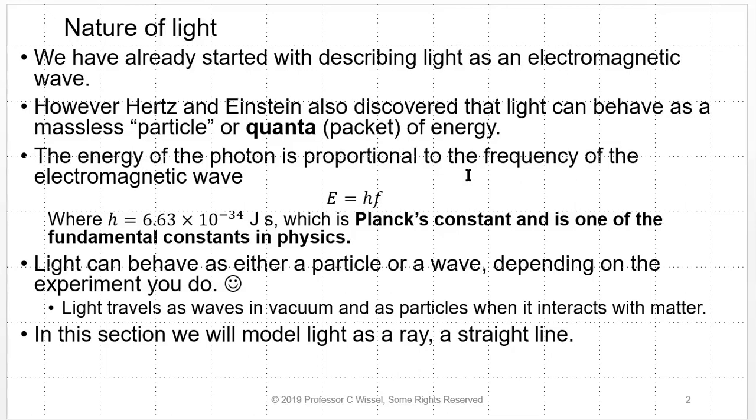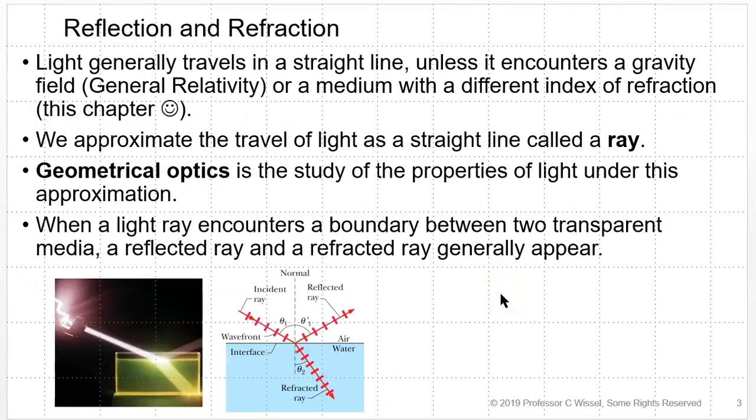In this section, however, we will model light as a ray, a straight line. Light will generally travel in a straight line unless it encounters a gravity field, and of course that would be the subject of general relativity, or a medium with a different index of refraction, and of course that's this chapter. And we will approximate the travel of light as a straight line called a ray. This is the field of geometrical optics.